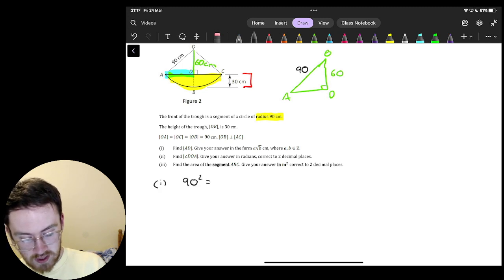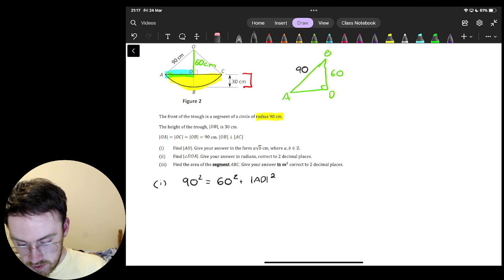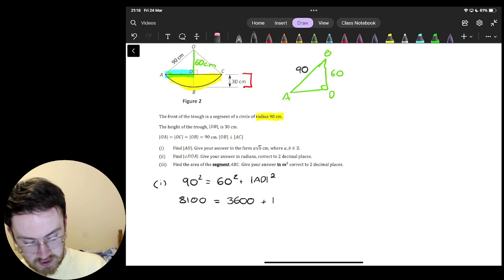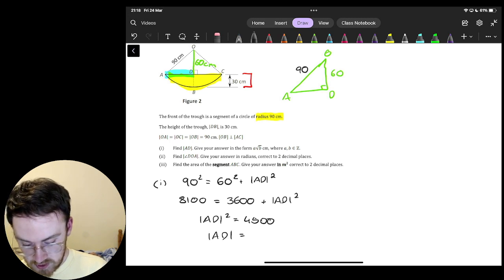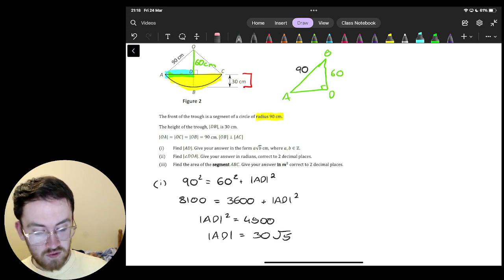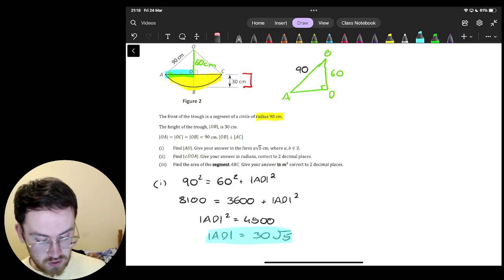So 90 squared is equal to 60 squared plus AD squared. And we can follow this through again, I suppose, and work it out exactly. So 8,100 is 60 squared, which is 3,600, plus AD squared. And we get that AD squared is 4,500. So AD is the square root of that, and we get 30 root 5, which is the form that they asked us to give our answer in.